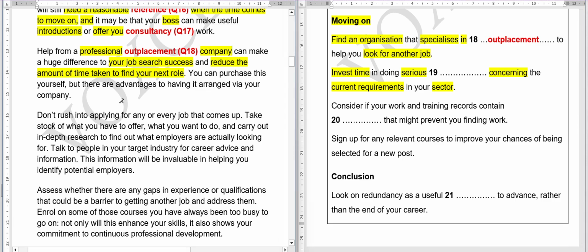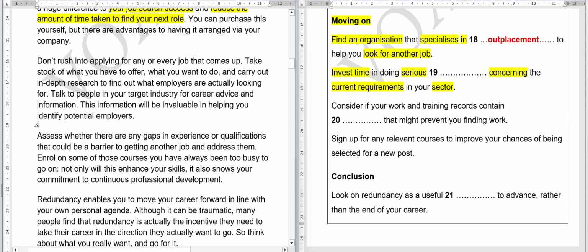Let's see, you can purchase this yourself, but there are advantages to having it arranged via your company. All right, this is not our location. Don't rush into applying for any or every job that comes up. Take stock of what you have to offer, what you want to do, and carry out in depth research to find out what employers are actually looking for. Talk to people in your target industry for career advice and information. This information will be invaluable in helping you identify potential employers.